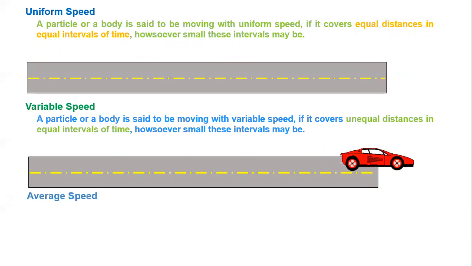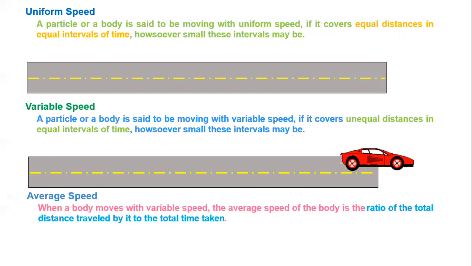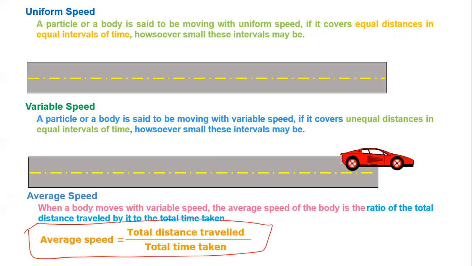Now average speed. So what is average speed? When a body moves with variable speed, the average speed of the body is the ratio of the total distance traveled by it to the total time taken. So average speed we can write as total distance divided by total time. This formula gives us average speed.